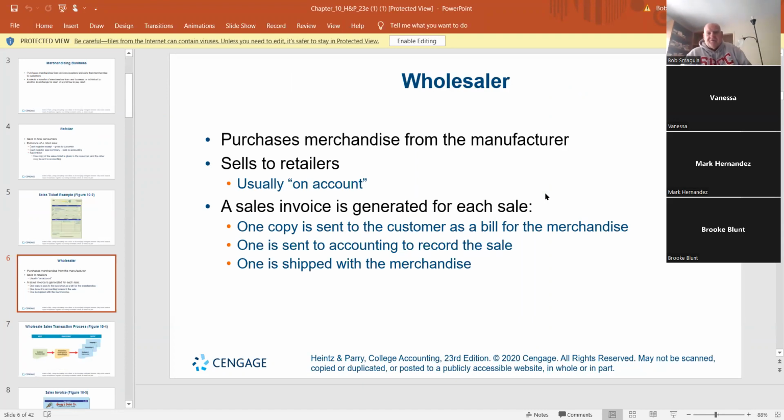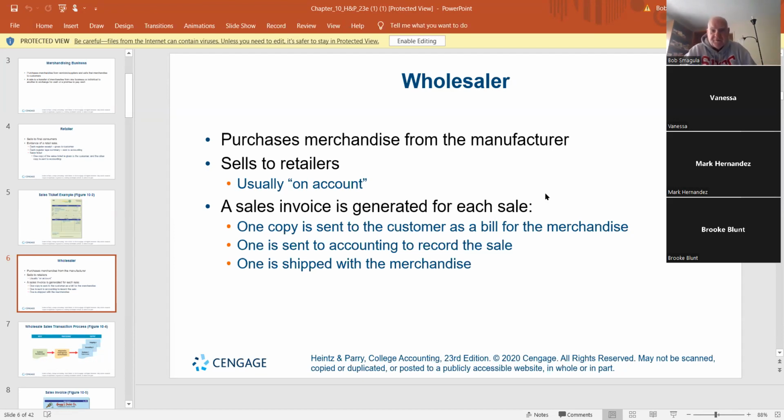The wholesaler is the middleman. So make sure you're clear on the wholesaler versus the retailer. The wholesaler buys in bulk and then sells and ships to the stores, okay? Wholesalers are the people Costco buys from. They purchase the merchandise from the manufacturer and they sell to the retailers, and they're saying usually on account. I'd say always on account, huh?